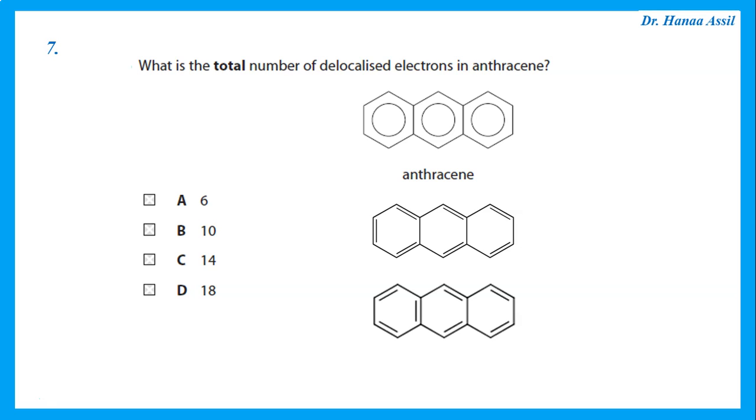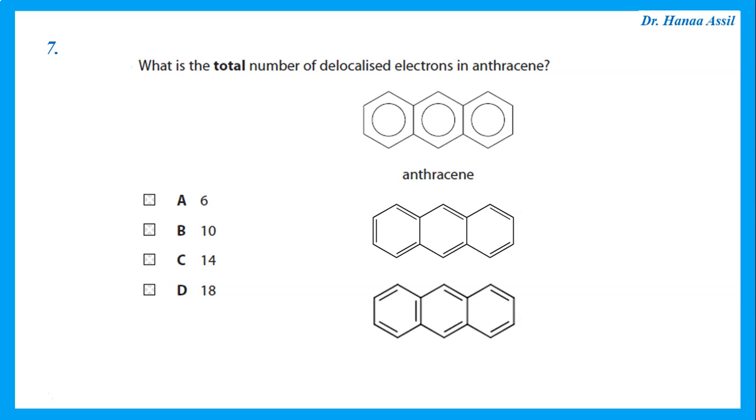We know that each carbon-carbon double bond is due to one pair of delocalized electrons, one pair of shared electrons forming the pi bond. So if we ask what is the total number of delocalized electrons, we can count the number of double bonds. So how many double bonds do we have? We have 3, 4, 5, 6, 7.